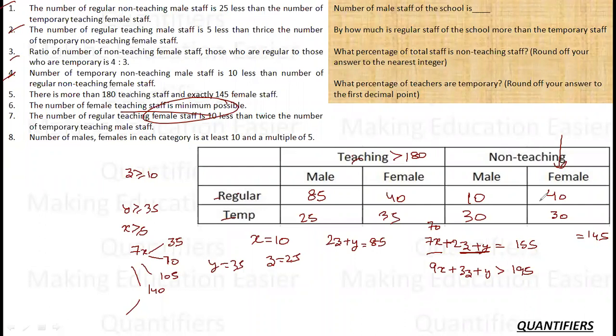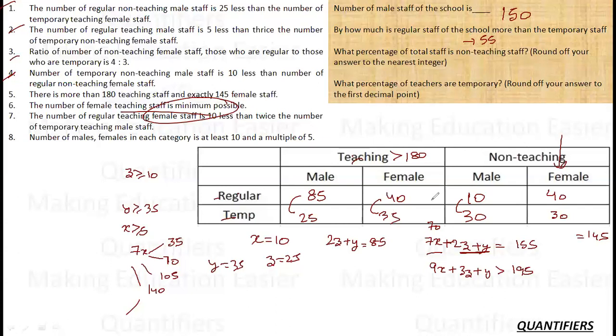What is the total number of people that we have here, and what are our questions based upon this? If I see my questions now, the first question says what is the total of male staff? Male staff is 85, 25, 110, 120, 150. Second, by how much is the regular staff of the school more than the temporary staff? Regular minus temporary, the difference is 55.